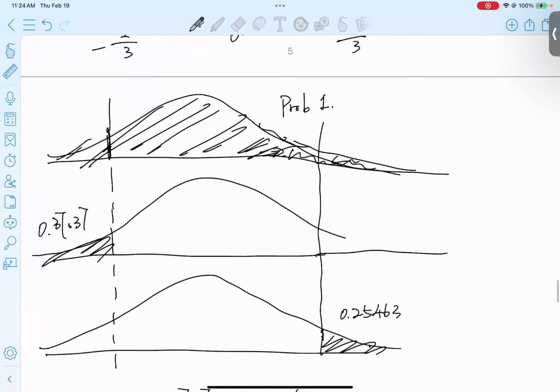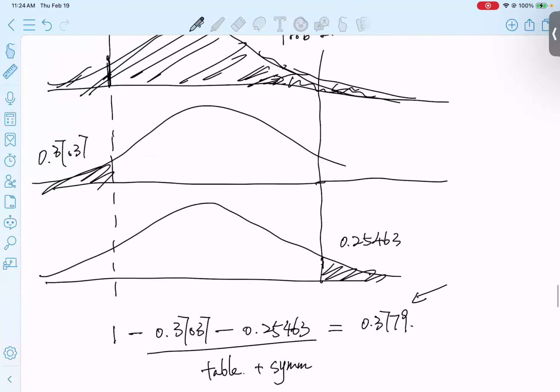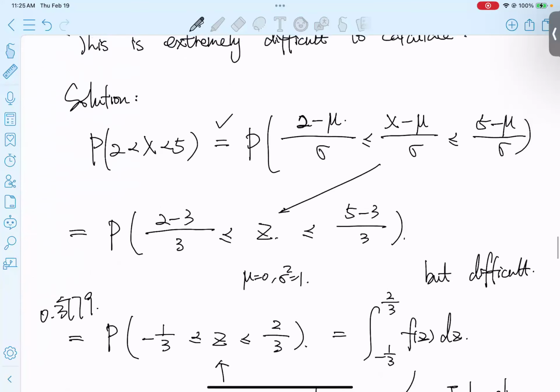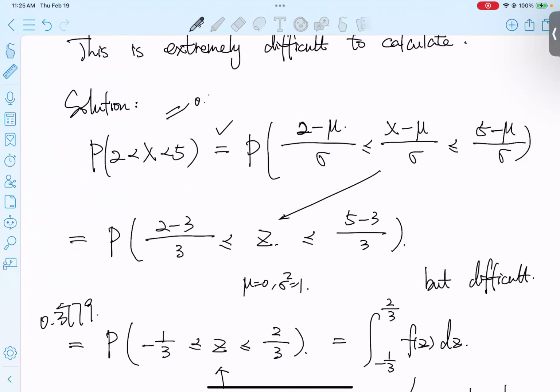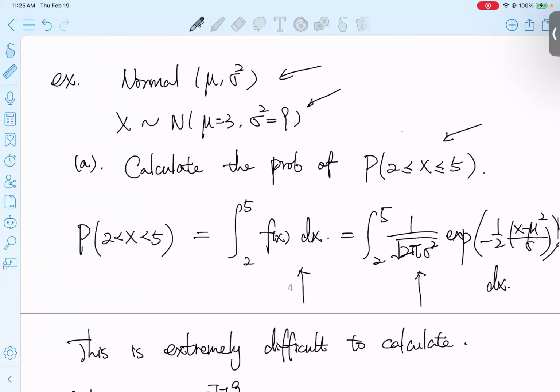Looking at what we obtained from the table, plus some tricks on the symmetry, this will give you about 0.3779. But just use a calculator to do that, and then you will get the probability. That will be the answer for this one, 0.3779. This one is also obtained by just manipulation. So the original question gives you 0.3779, and then you'll be able to answer the question, what is the probability of this one here?